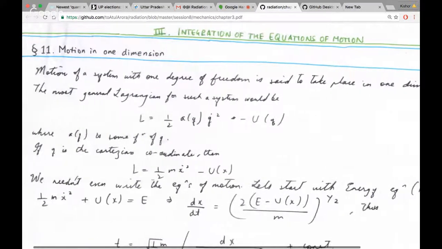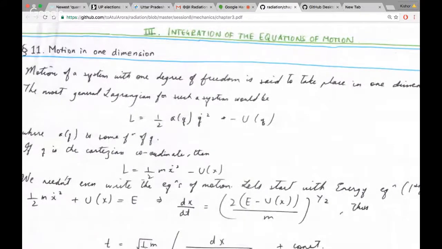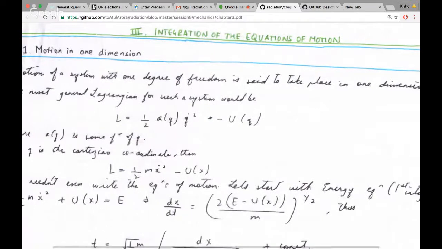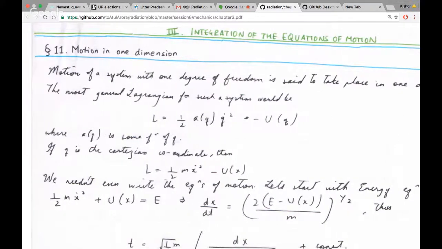So motion of a system with 1 degree of freedom is said to take place in one dimension. The most general Lagrangian for such a system will be given by the kinetic term and the potential term. And since you have just 1 degree of freedom, you have q and the corresponding q dot.